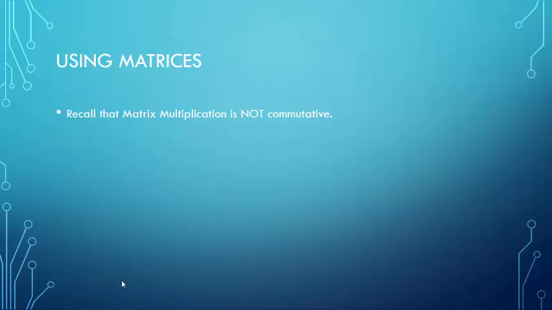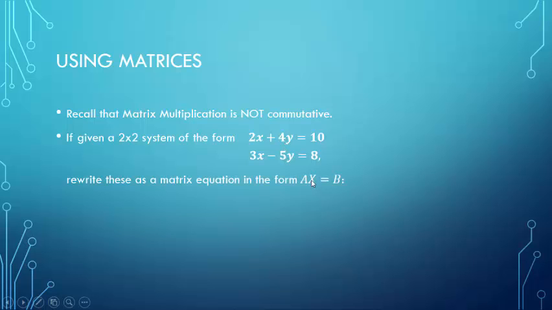So recall when you did matrix multiplication from the last assignment, it is not commutative. That means that A times B is not equal to B times A when you're using matrices. So in your calculators, you'll need to keep that in mind when you're multiplying things out. You must consider order. Given a 2x2 system, we've practiced writing this as a matrix equation. What we do is we take the coefficients and we write those in a matrix, often called a coefficient matrix.